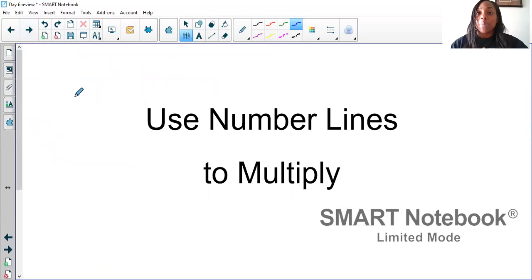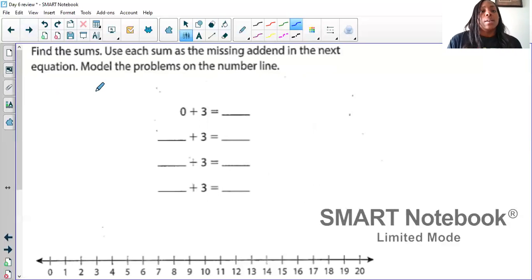All right, welcome back. Now we're going to do our next lesson, which is to use number lines to multiply. So let's take a look. So our question is asking, find the sums. Use each sum as the missing add-in in the next equation. Model the problems on the number line. So let's go ahead and solve this first.